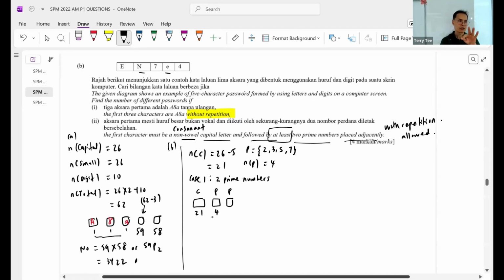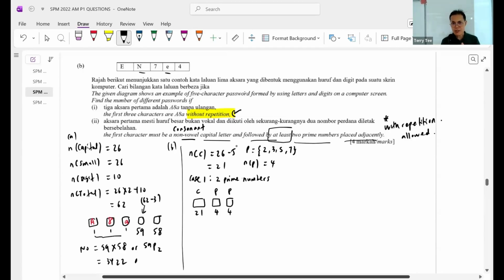A lot of people write 3, because in their mind they see part A without repetition, so they think part B is without repetition. Like I said, the question should be better. They should mention with repetition allowed, so students clearly know that this is still 4.